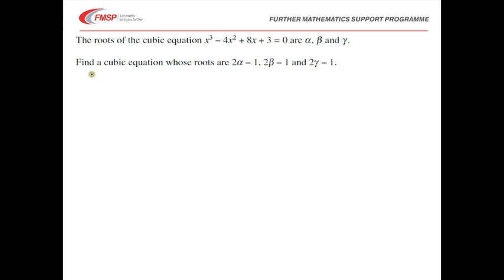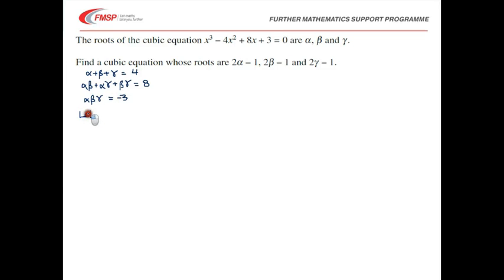So the first thing to do is look at the original equation and write down the equations relating the roots. So the sum of the roots is minus b over a, always, for any order of equation. So that is minus 4 over 1, which is 4. The sum of the product pairs is the next coefficient divided by a, which in this case is 8 divided by 1 is 8. And the product is therefore minus the constant term over 1, so that's minus 3.